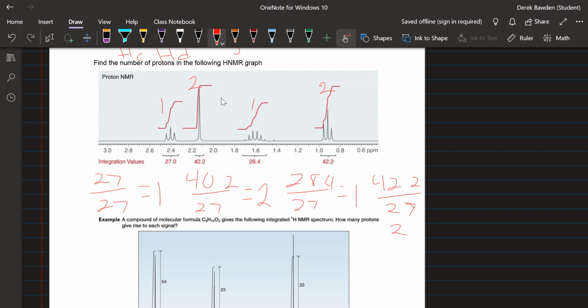Okay. So that's what the integration values tell you. It tells you how many hydrogens are in each of these peaks. This is not always an absolute number. Sometimes it's a ratio. Sometimes this will be like 4 to 8 to 4 to 8, where you know that it's probably not that many hydrogens in each of these peaks, but it's probably the ratio, a 1 to 2 to 1 to 2 ratio. And we'll see more examples of that coming up.